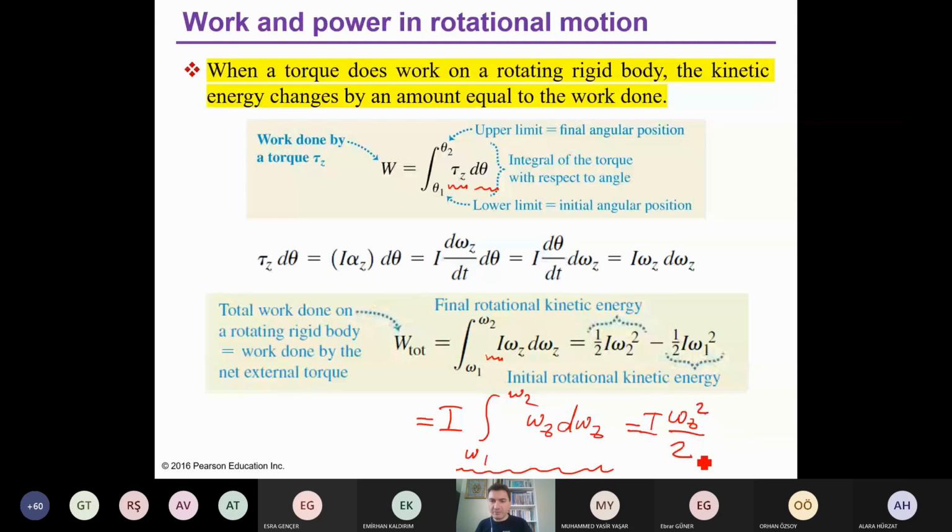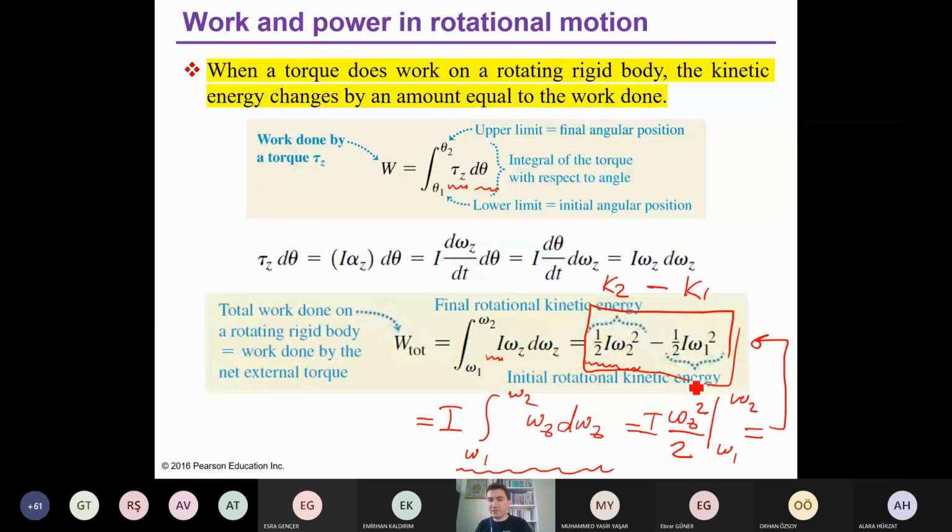Then if you also solve this one, then finally you will get this expression: 1/2 I omega 2 square minus 1/2 I omega 1 square. So what is this? 1/2 I omega square. This is the rotational kinetic energy, right? Which we have learned during the last lecture, and we have also discussed in chapter 9. This is the final rotational kinetic energy. So you can say K2, final rotational kinetic energy, minus K1, the initial rotational kinetic energy when the angular speed is omega 1. Then what is this? This is delta K. Do you remember?